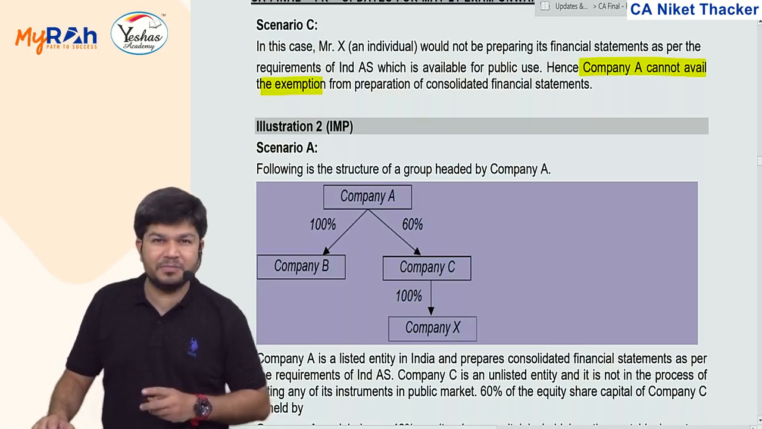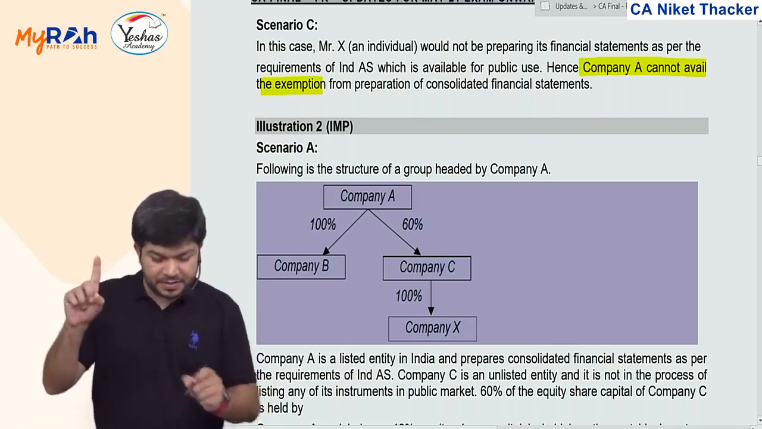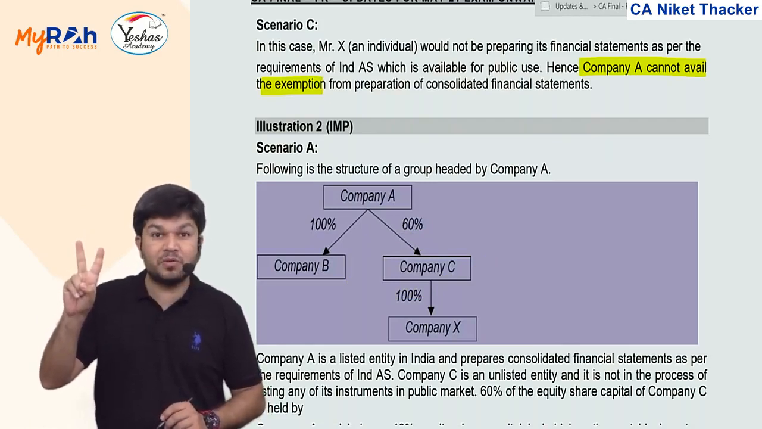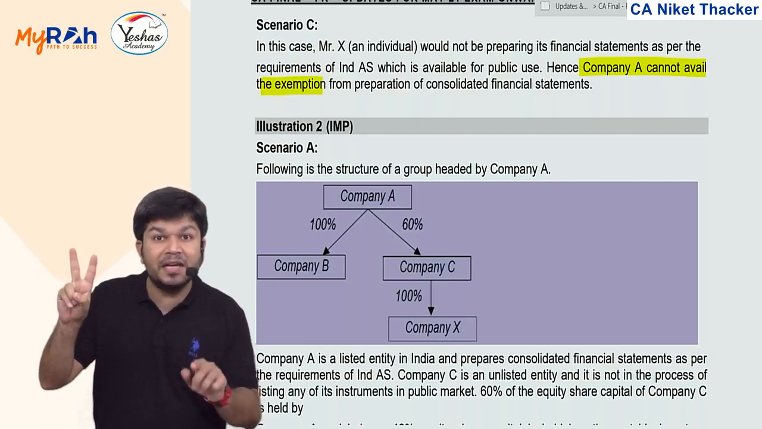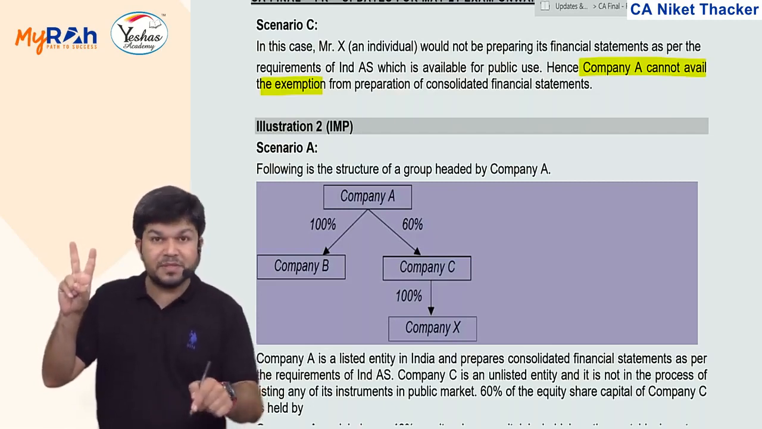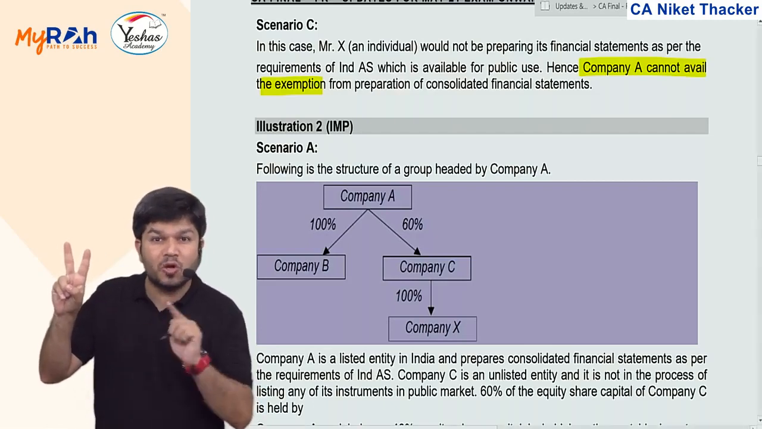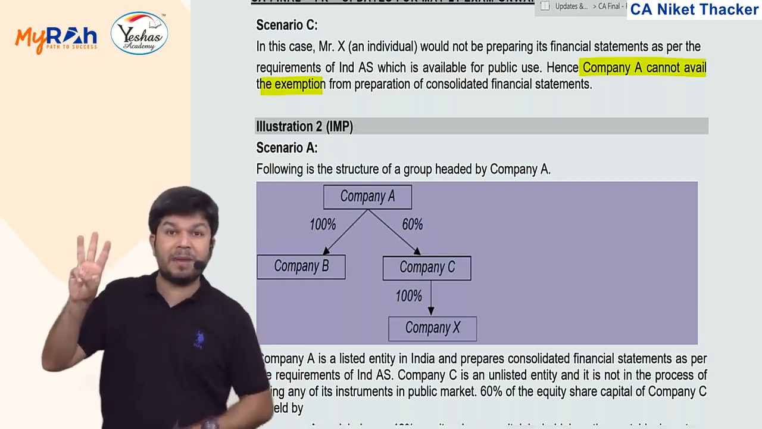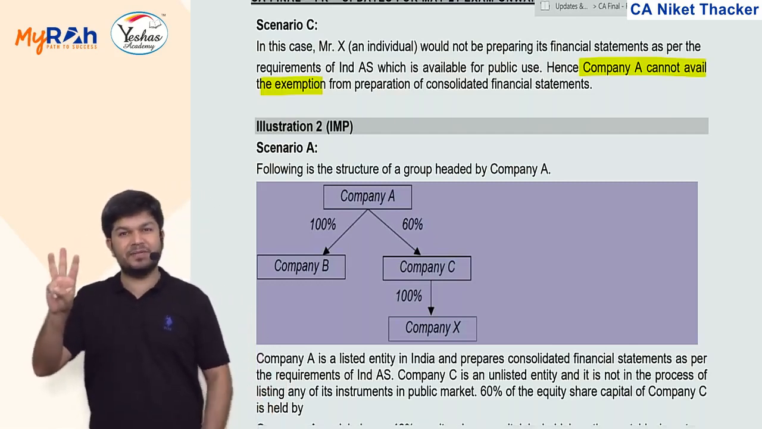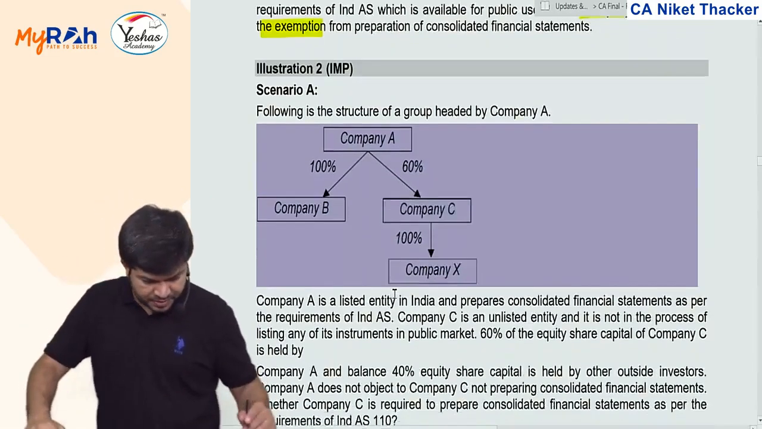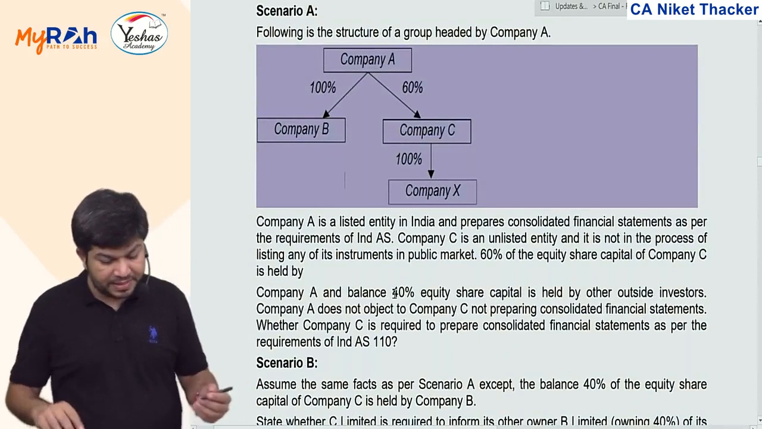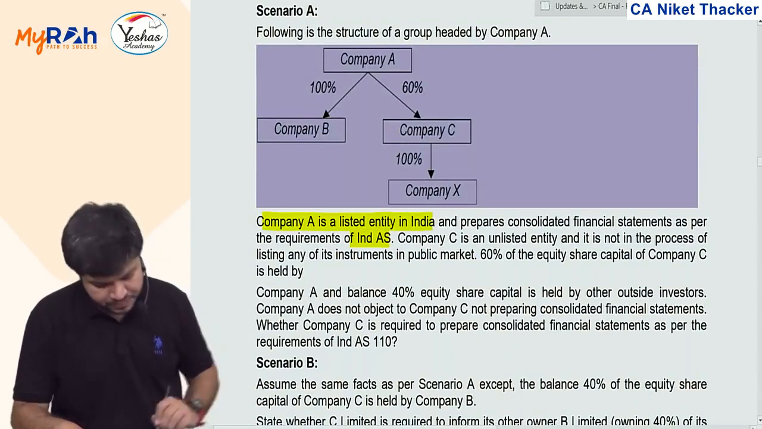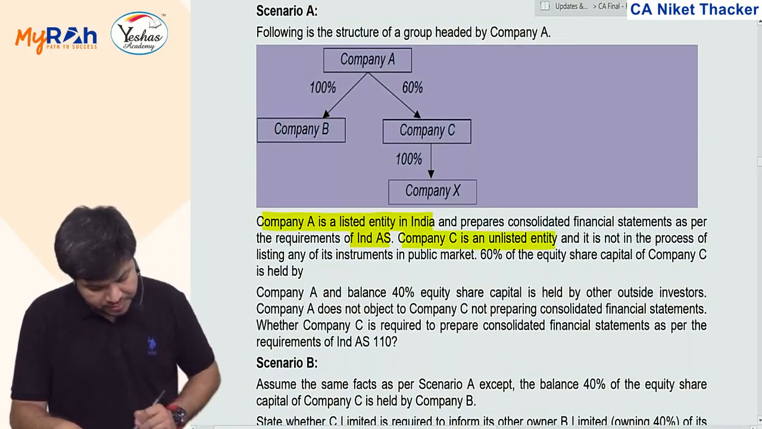So C can have an exemption provided company C is unlisted, not in the process of listing. The shareholders of company C are company A with 60% and others with 40%. They should not object to company C not preparing CFS. And third, the ultimate parent, company A, should be preparing financial statements as per Ind AS. A is listed in India, the main parent, and follows Ind AS. C is unlisted.